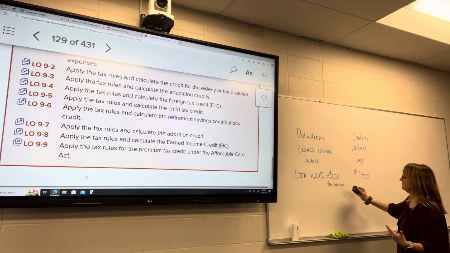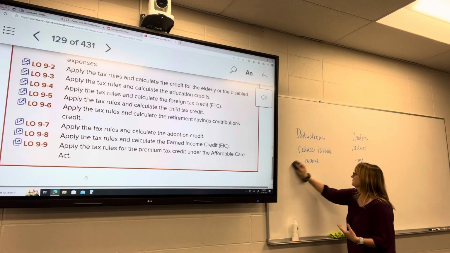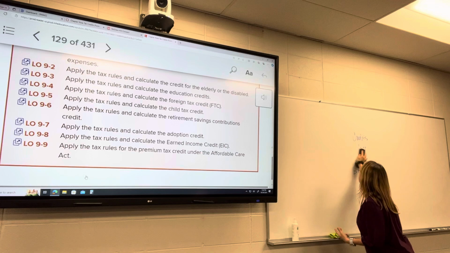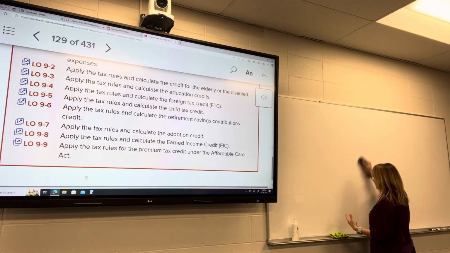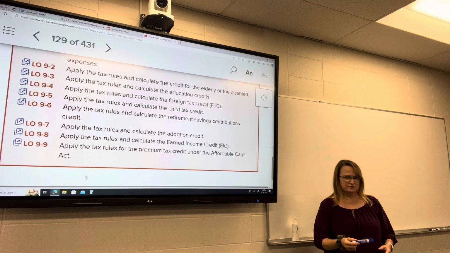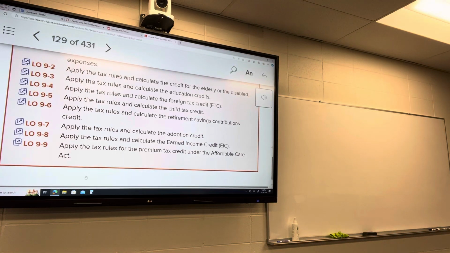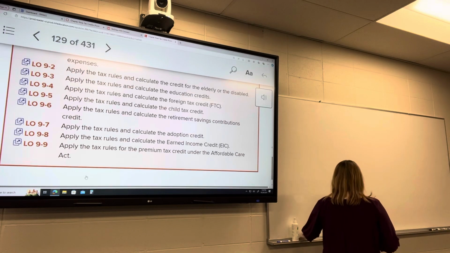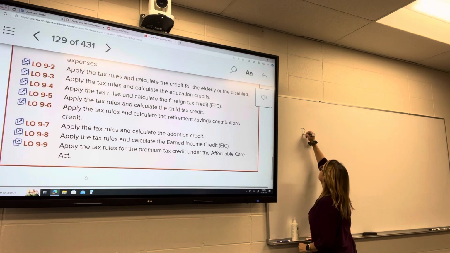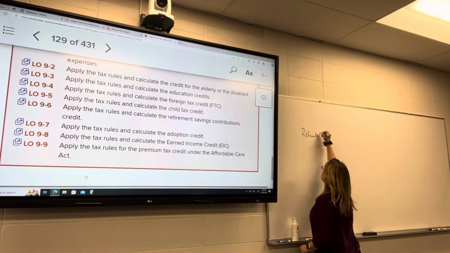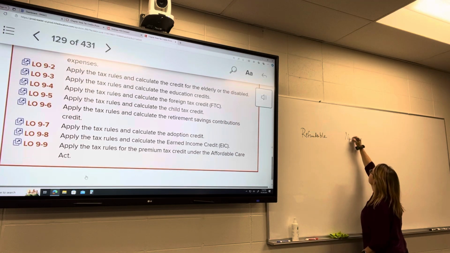Another difference with regard to credits: there are two types of credits, and I think I've mentioned this. There are two different types of credits. There are refundable credits, and there are non-refundable credits.